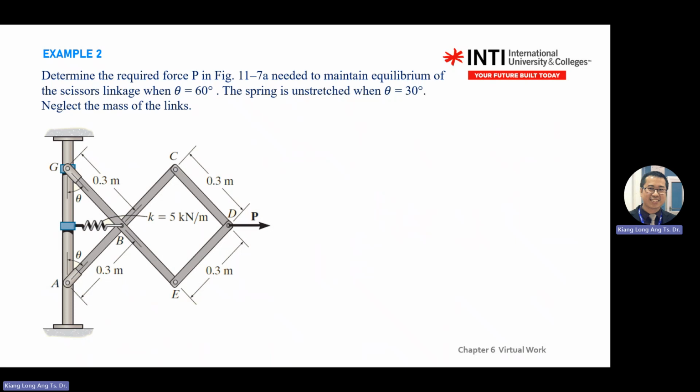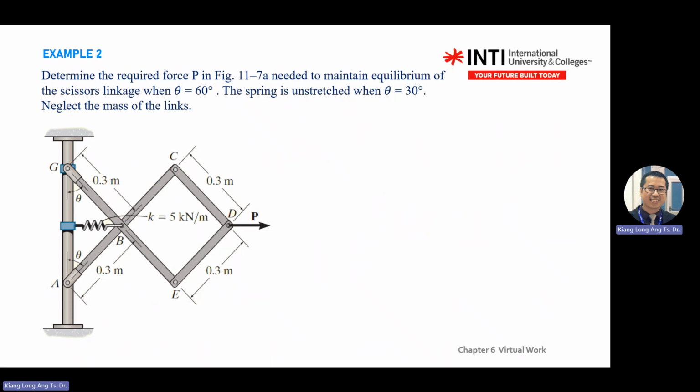So equilibrium means delta U equals 0. When theta equals 60, the spring is unstretched. When theta equals 30, ignore the math. Without looking at the diagram, you know the change of angle will be 30 degrees.